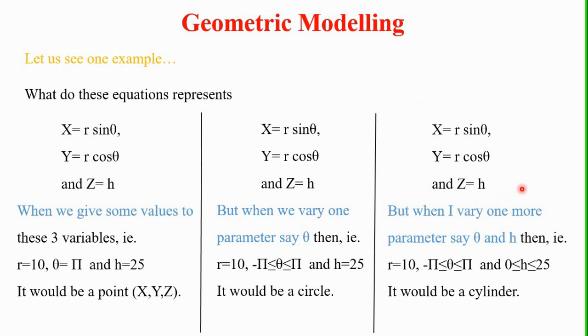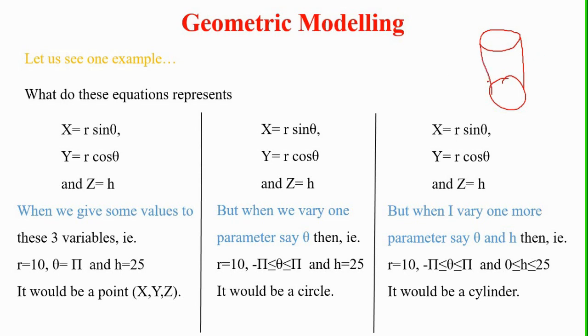But when I vary one more parameter, say theta and h, as h is varying from 0 to 25 and theta is varying from minus pi to pi, by keeping the radius r constant, it would be a cylinder. So we will get a circle when we vary theta only, and when we vary h as well, we are providing some height. Therefore this circle along with certain height gives a cylinder.